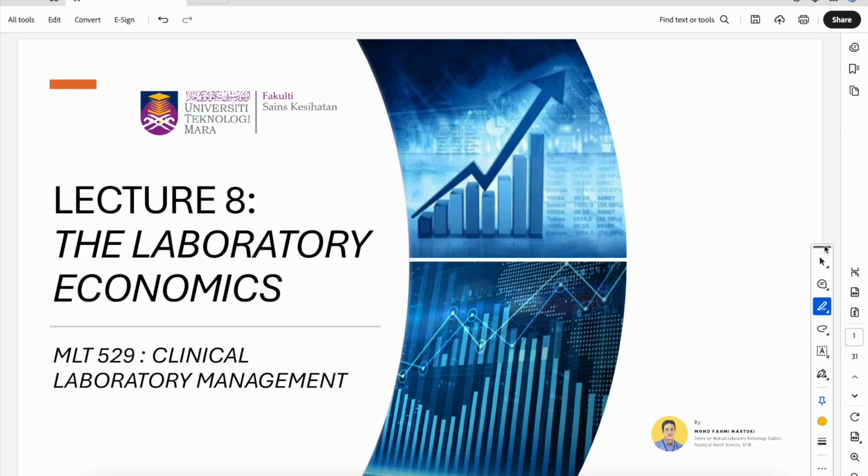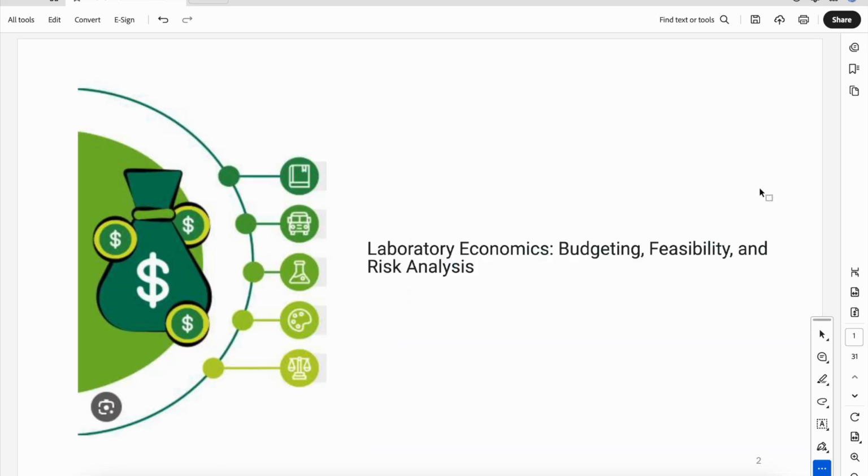Laboratories are not just centers of scientific excellence, they are also business units that must operate efficiently, sustainably, and profitably while maintaining the highest standards of patient care. Today's lecture will equip you with the essential knowledge to understand budgeting, feasibility analysis, and risk management, skills that will make you more valuable as laboratory professionals and prepare you for leadership roles.